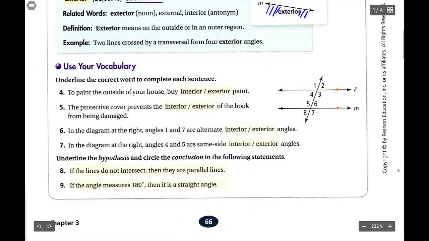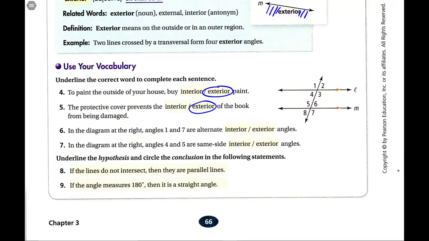Using the vocabulary, sometimes, like I said, these get a little goofy. To paint the outside of your house, you buy interior or exterior paint. The protective cover prevents the interior or exterior of the book from being damaged. That prevents the exterior of the book from being damaged. Now we're going to get into some geometry.